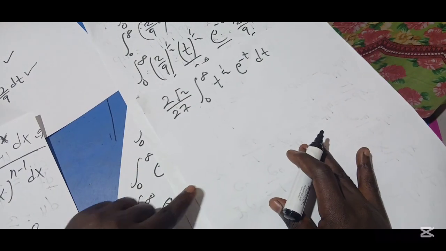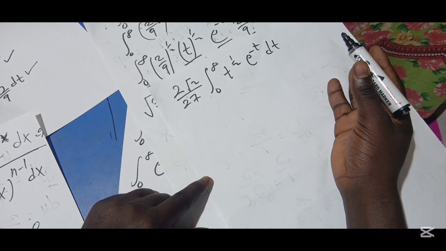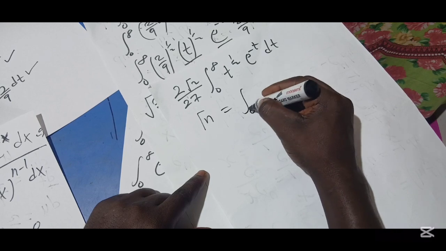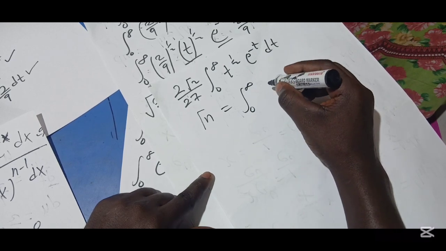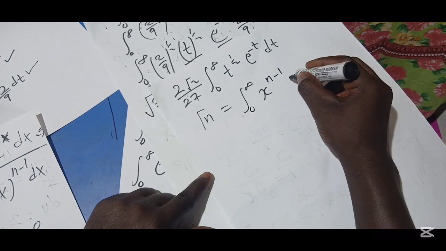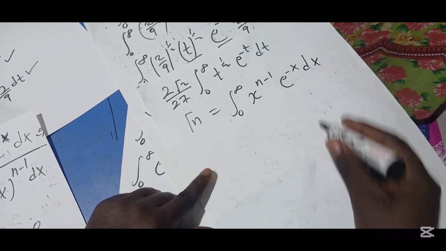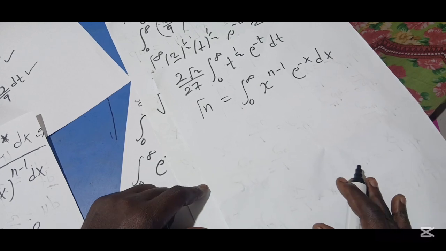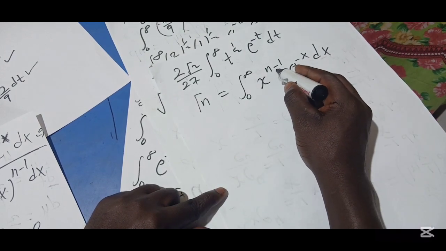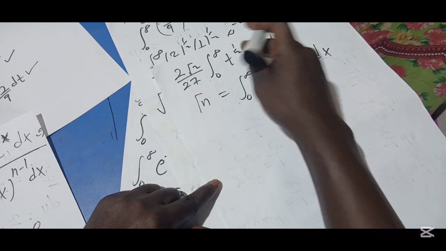And we know that the reason why we're doing this is to use the idea of gamma functions, right? So we know that gamma n equals the integral from 0 to infinity of x to the power n minus 1 e to the power negative x dx. So now, at this point right here, what we are going to do is to compare the exponent of this to this. So we are going to equate this to this.